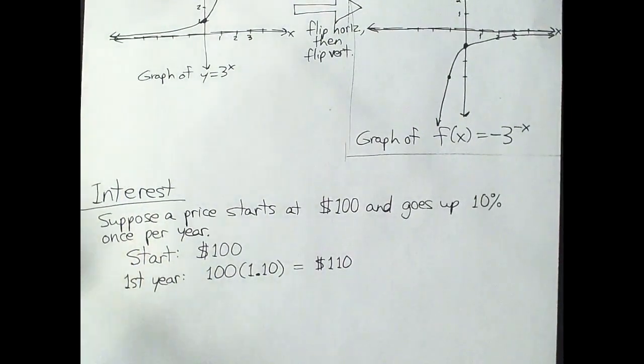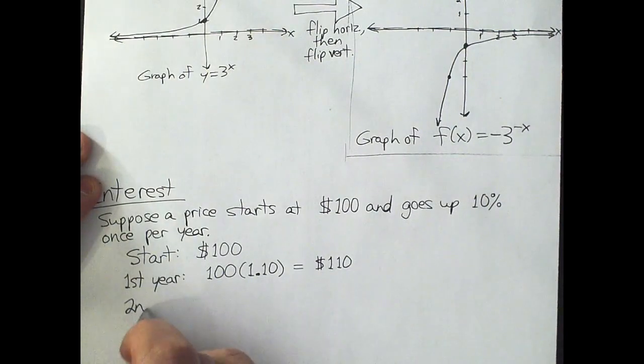Right? If you want to raise something by 10%, you could multiply it by 1.10, or you can multiply it by 1.1. You don't even really need that extra zero there. All right, so now the new price is $110.